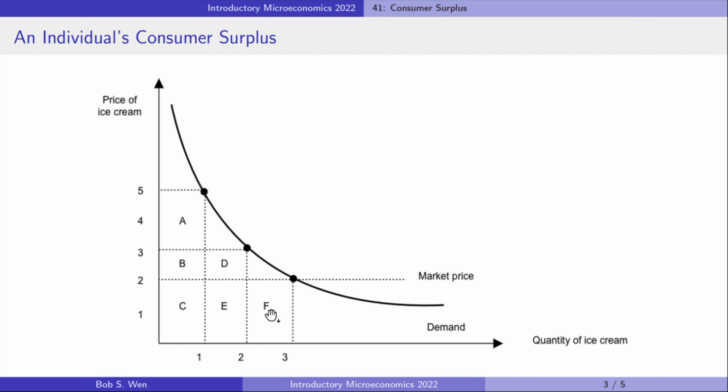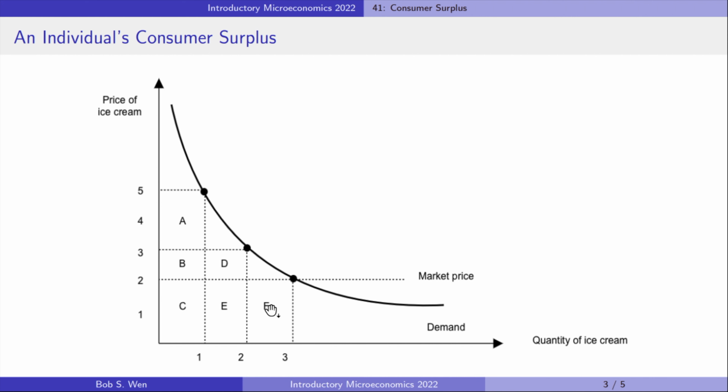We can calculate her willingness to pay for the 3 ice cream cones as the sum of her willingness to pay for each cone. That is, the area A plus B plus C plus D plus E plus F equals 5 plus 3 plus 2 equals $10. On the other hand, the consumer actually purchased the 3 ice cream cones at the market price of $2 per cone. She paid $6, which is the area of C plus E plus F.